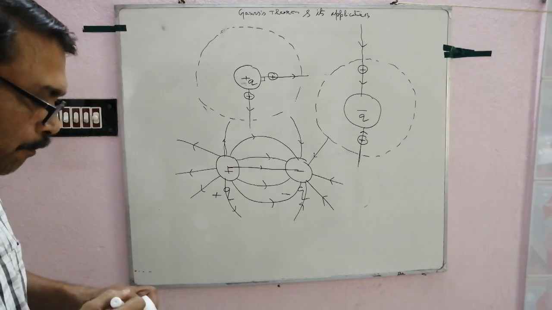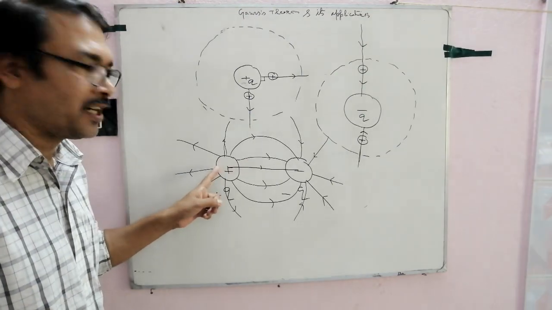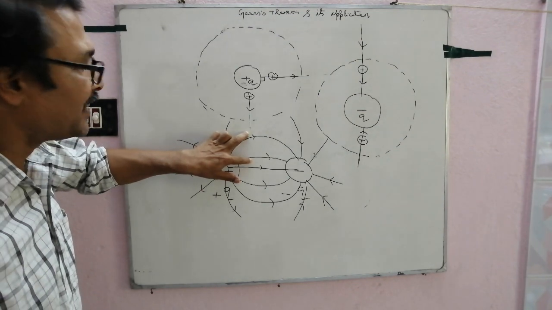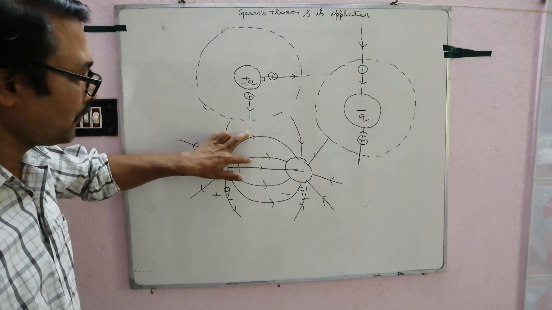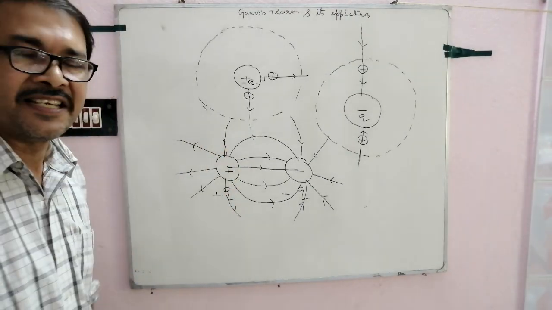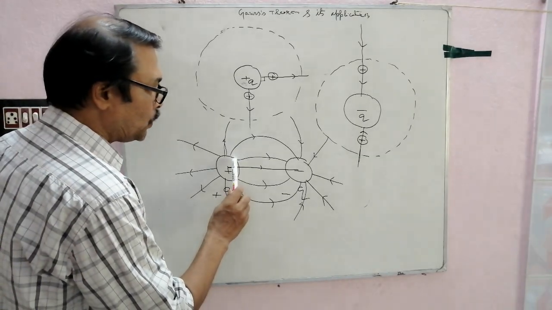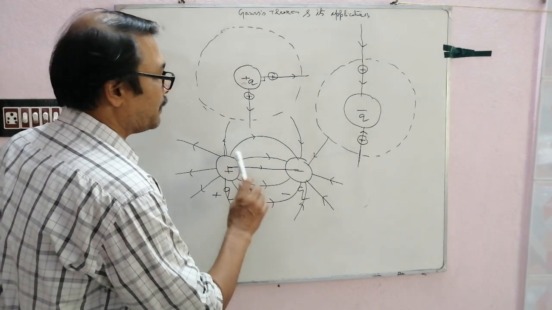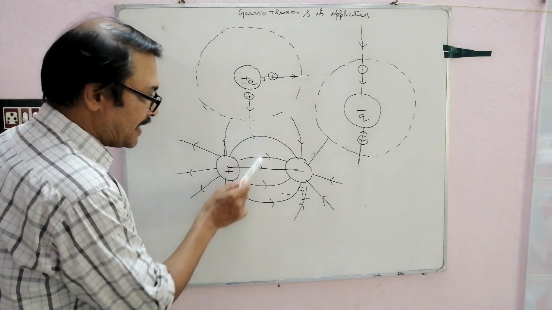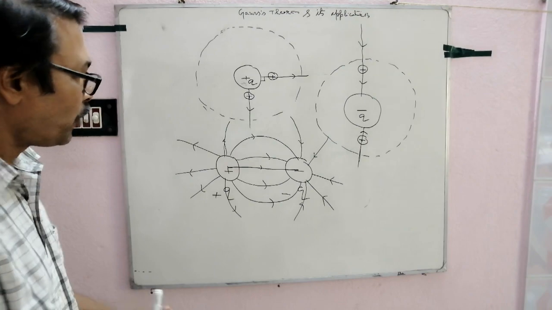Okay, so what are the properties of electric field lines? Number one, they originate from positive charge and terminate at negative charge. Number two, no two field lines intersect each other. Number three, they meet the surface at 90 degree. Number four, they have a tendency to contract longitudinally, and laterally they exert pressure. So these are two more important properties.